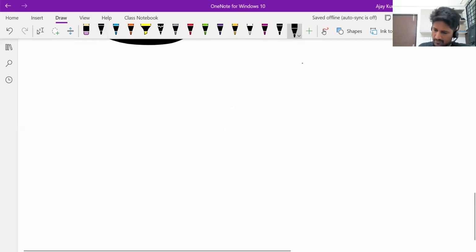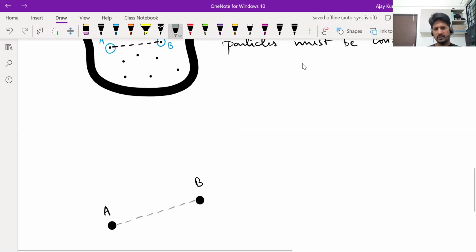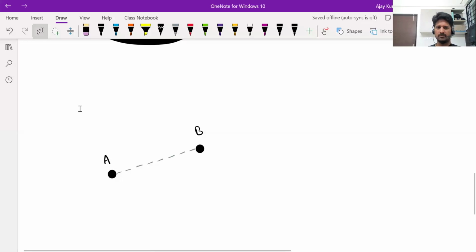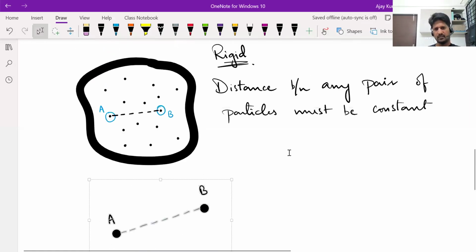Now, imagine two particles like this. Again, let's name them A and B itself. So they may have some distance between them. Now, distance between A and B should be fixed. Distance between two particles of a rigid body should be fixed. Does that mean a rigid body cannot move? It can move. You know, rigid objects can move, solid objects can move. So A can move, B can move, but the distance between them should not change.